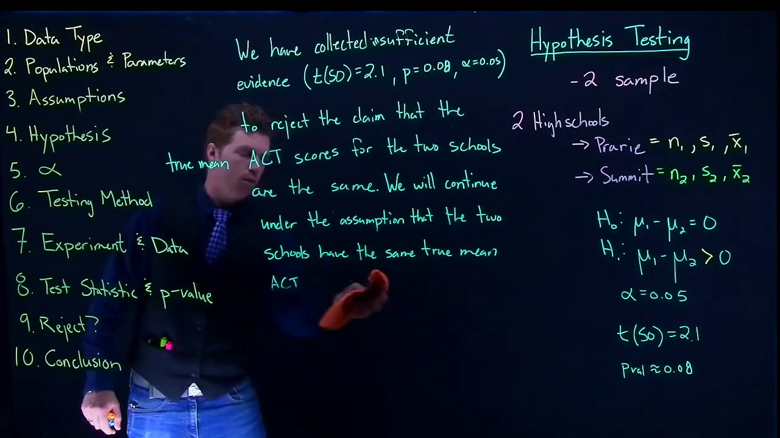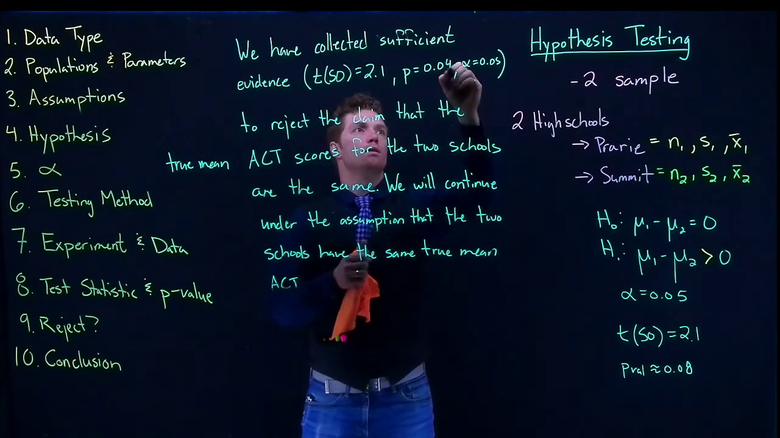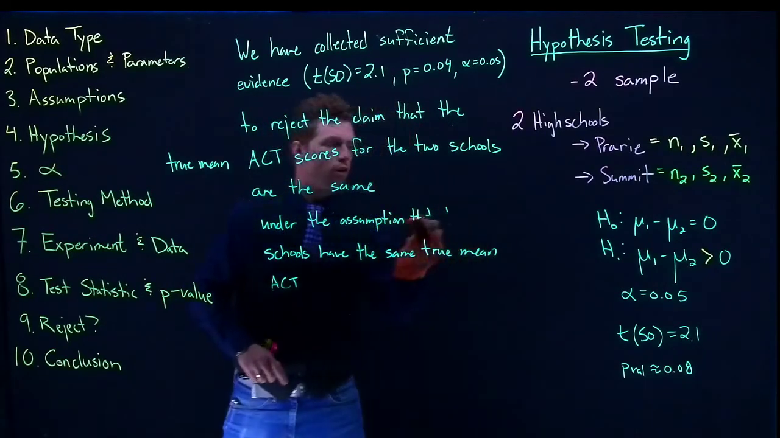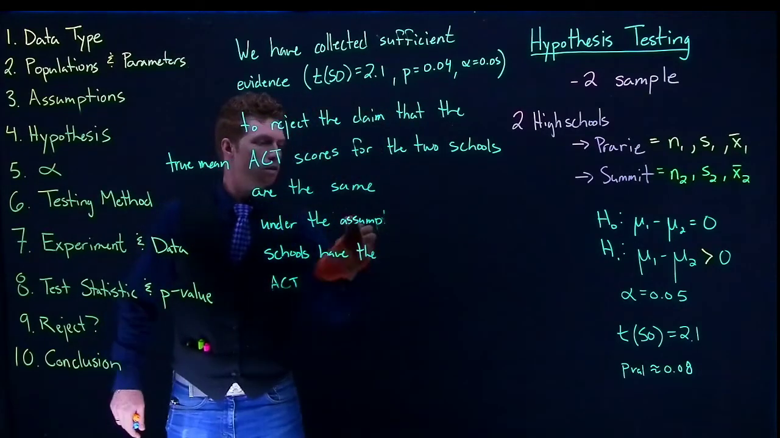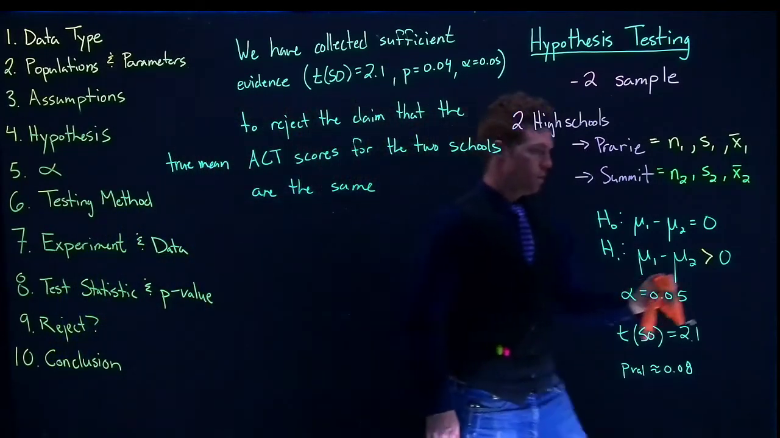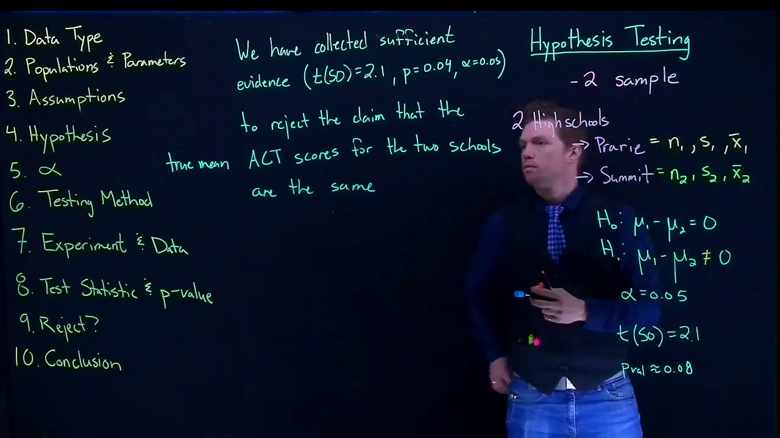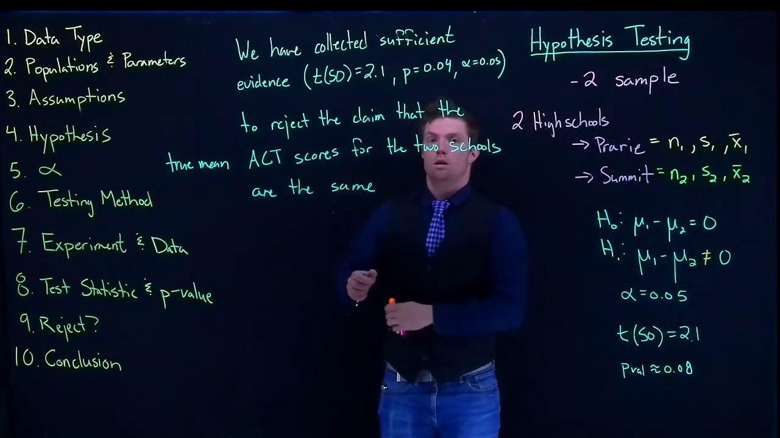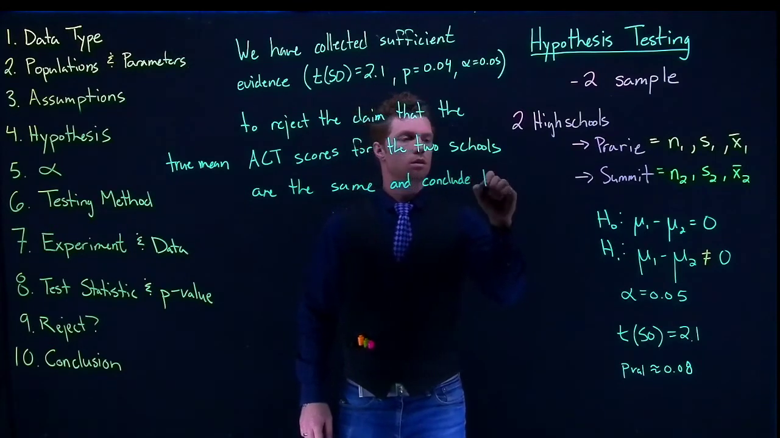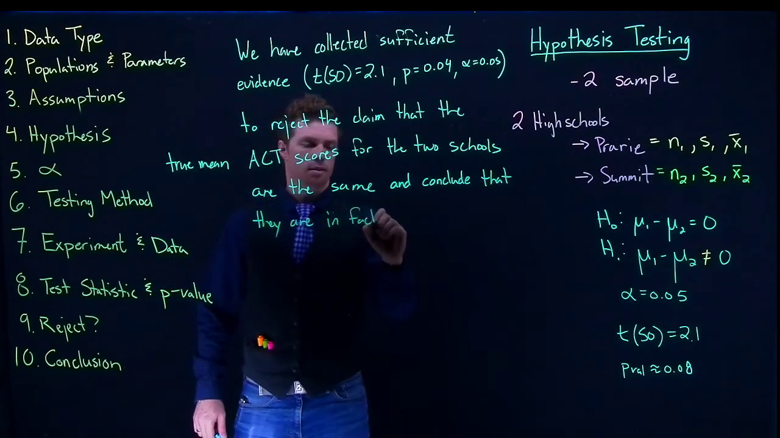Okay, so let's go back to having an alpha level of 0.04. Let's go back to that guy, and we'll go back to our first version where we had it as not equal to. So we'll get rid of that guy and put it back as not equal to. Okay, the means are the same, and conclude that they are, in fact, different.